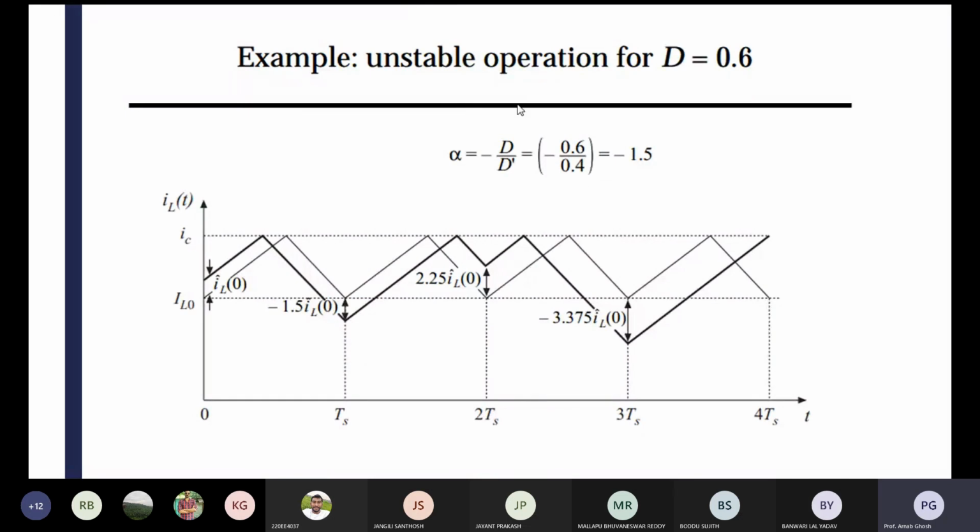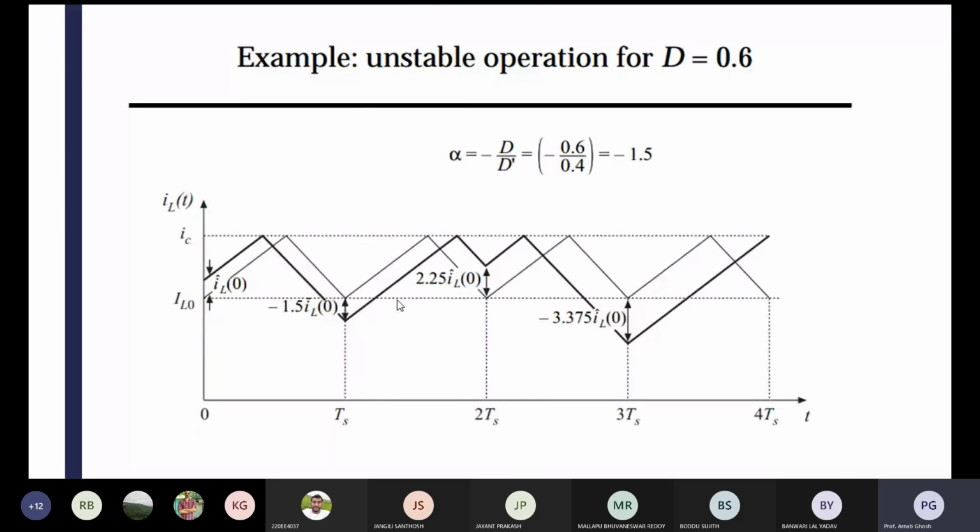So automatically the clock will be on at the 2 TS, so again it will climb up. It will reach over there, then again it will come down. So up to 3 TS, the inductor current will come down. Then again the clock will appear at 3 TS, and then it is done. So you can see the deviation is there.